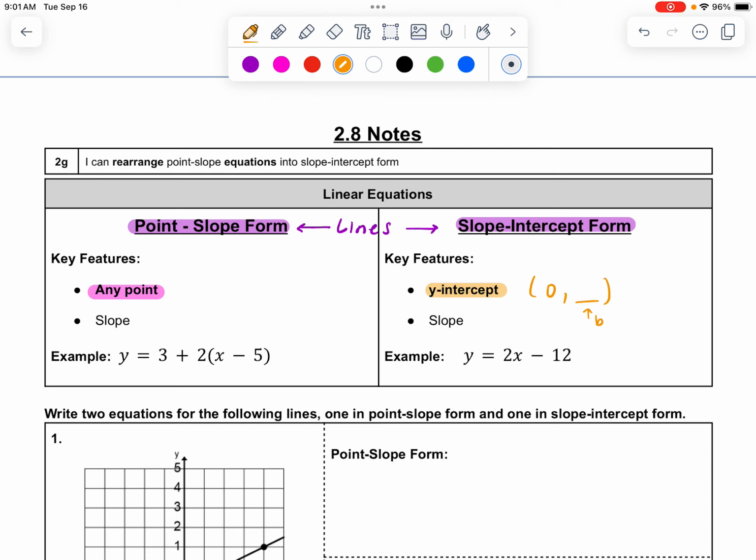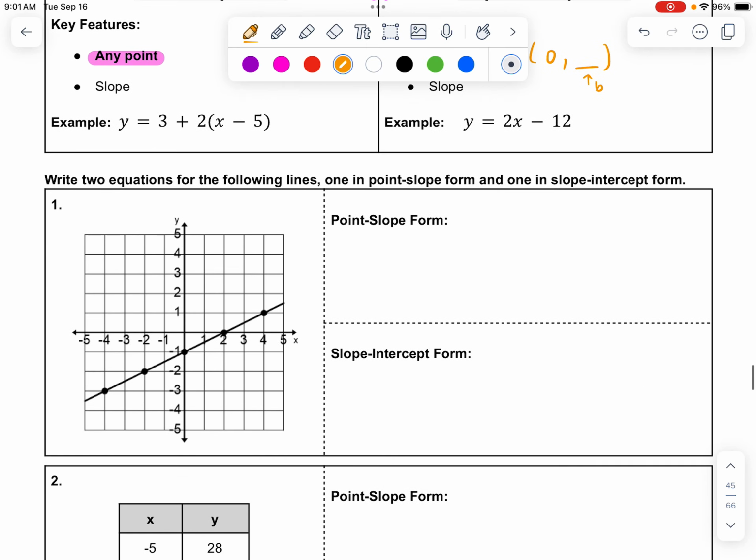What we're going to do first is look at the same line, but write the equation of that line in two different ways. First, we're going to write the equation of the line in point slope form. In order to do that, we need to identify our key features. So we need a point and we need a slope. Our point can be any point on the graph. So for this example, I'm just going to choose this point right here, which is the point -4, -3.